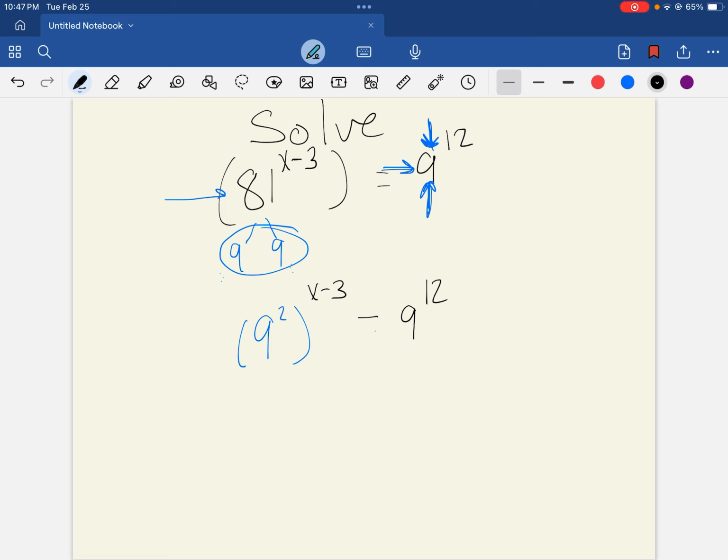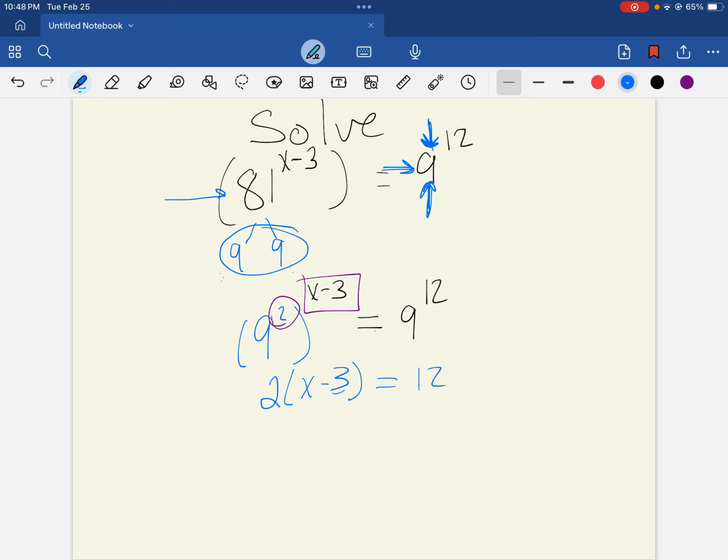But now that my bases are the same, I can start trying to solve this. Now, previously, when we were looking at the last problem, we had two things being multiplied together, and our rule was to add the exponent. This time, when I go to write my equation, what I have is a power being taken to another power. And our rule here is I need to multiply those two things. So I'm going to take 2 times x minus 3, and that's going to be equal to 12.